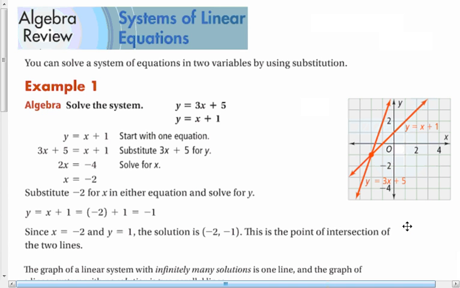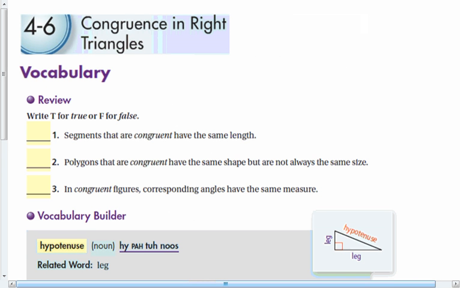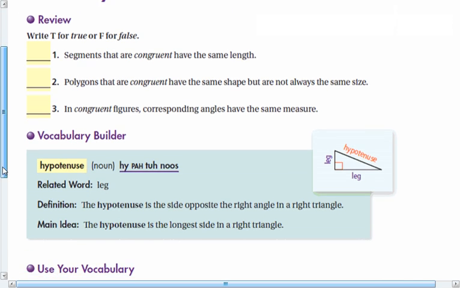Hey students, this is lesson 4.6. In this lesson, we are going to learn how to prove right triangles are congruent using the hypotenuse-leg theorem. Go ahead and do the review here, and I'll check back with you.